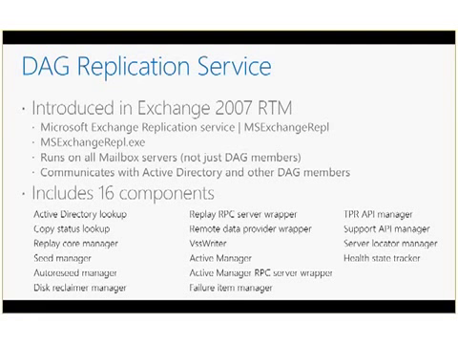Now, inside the replication service are primarily 16 different components or functions that are doing different work. Some of them are self-explanatory. Others might need a little bit of an explanation. So let's start with the Active Directory lookup component.